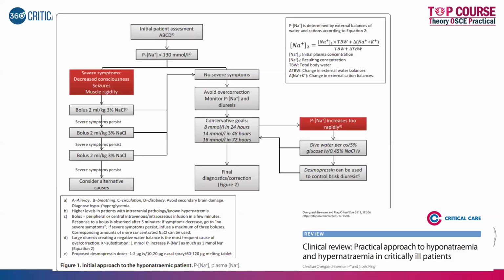In this time, if the patient's neurological status starts improving with 1 or 2 boluses itself, then you can go back to the no severe symptoms column, onto the right side, and plan a conservative goal, that is to reach 8 millimoles per liter in 24 hours, or 14 millimoles per liter in 48 hours, and 16 millimoles per liter in 72 hours. So this is usually what is taken into consideration.